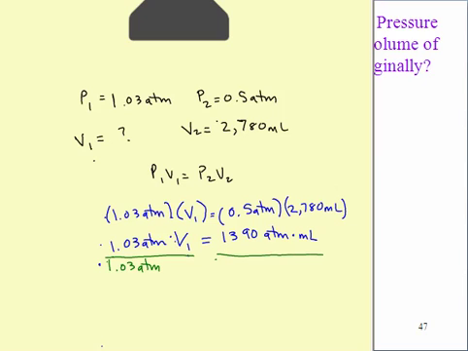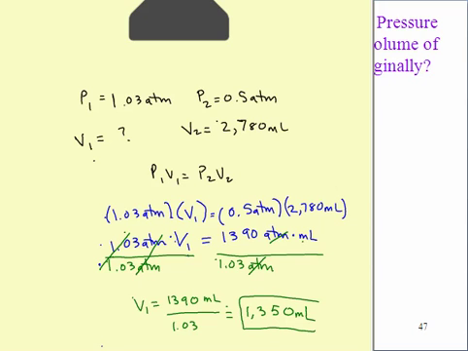Remember, anytime we do the same operation to both sides of the equation, it's completely legal. So my atmospheres cancel out on the right-hand side of the equation, and my number and my units cancel out on the left. So I have V1 is equal to 1,390 milliliters divided by 1.03. So I just do my math, and my calculator tells me 1,350 milliliters.